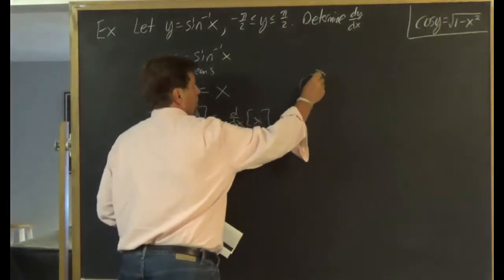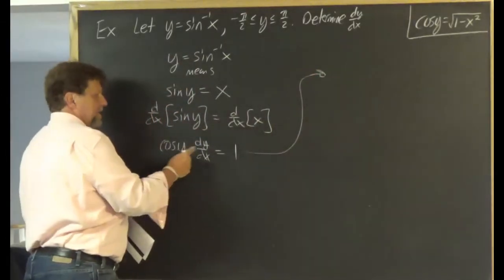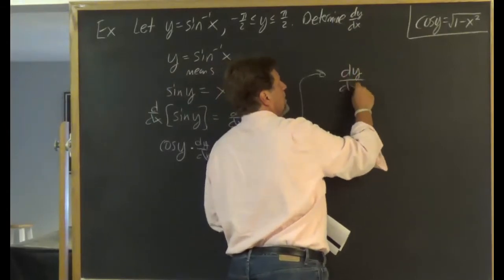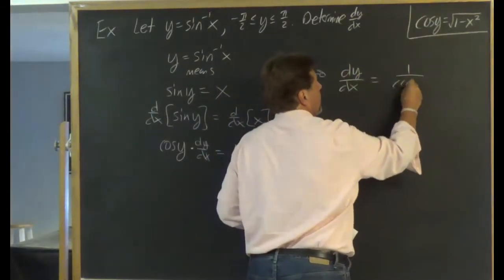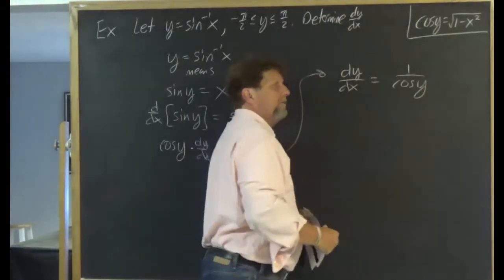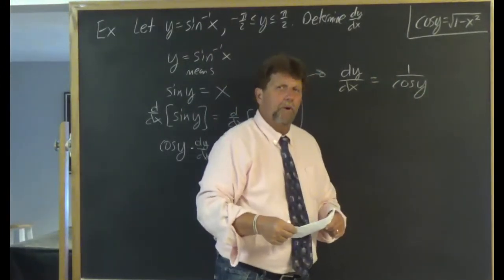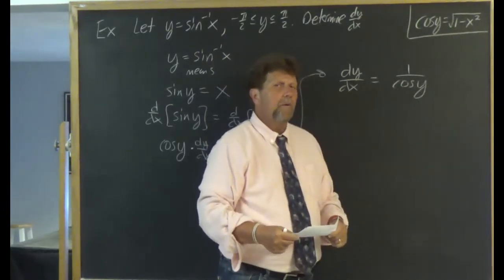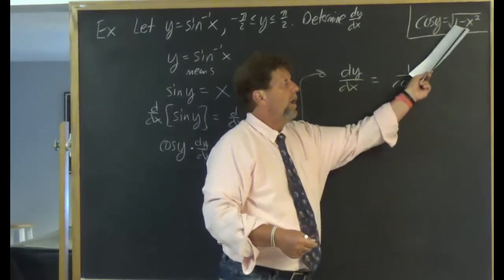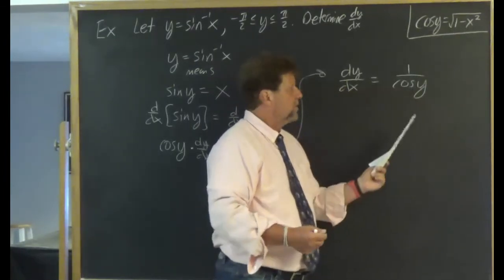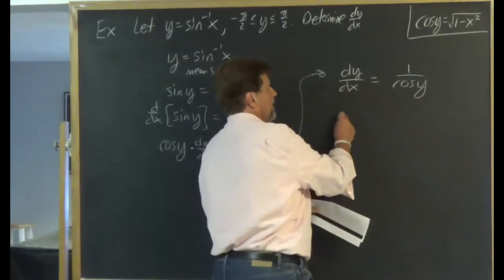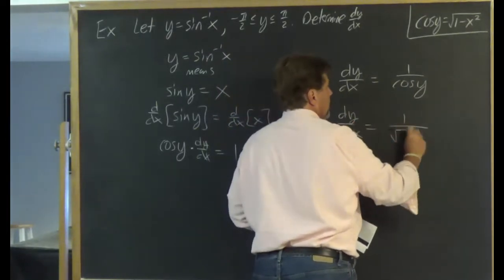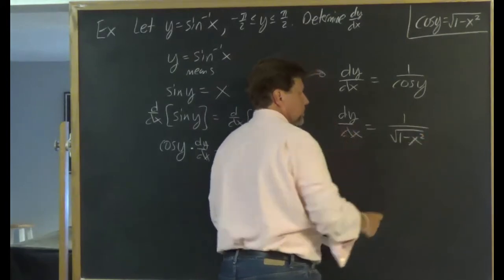So I'm going to pull it up here. I'm going to divide both sides of the equation by cosine y to have dy dx equals 1 over cosine y. And from the last example, we know what cosine y is. So we're going to substitute the square root of 1 minus x squared in here for cosine y, and get 1 over the square root of 1 minus x squared.